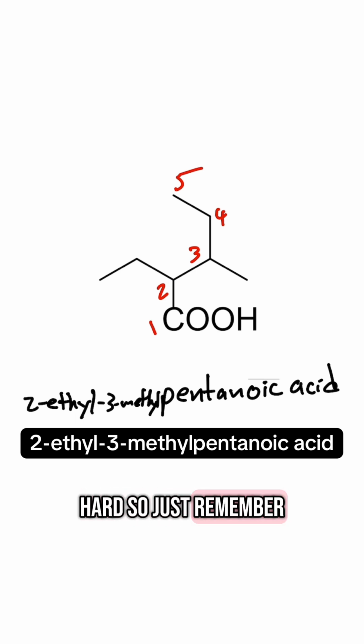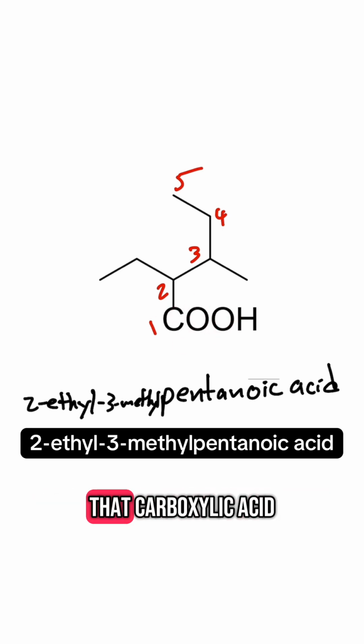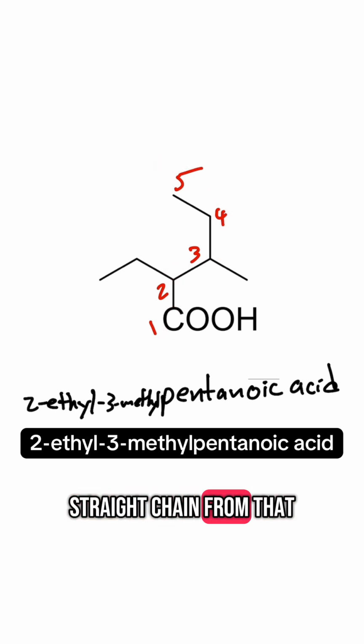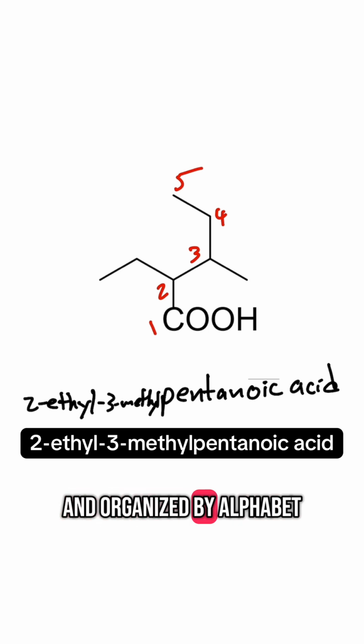So just remember, if it's not just a simple alkane or alkene, always look for the most important functional group. In this case, that carboxylic acid takes precedence. Find the longest straight chain from that, and then number and organize by alphabet.